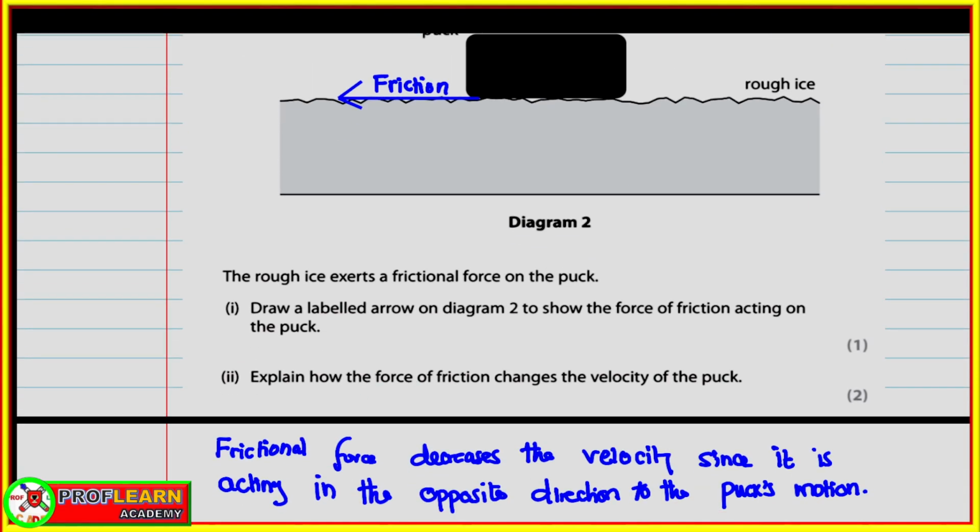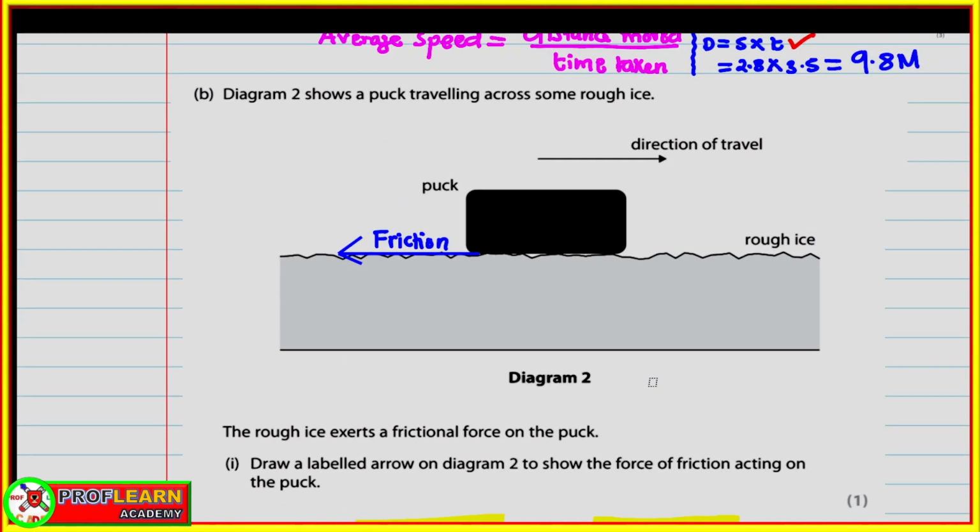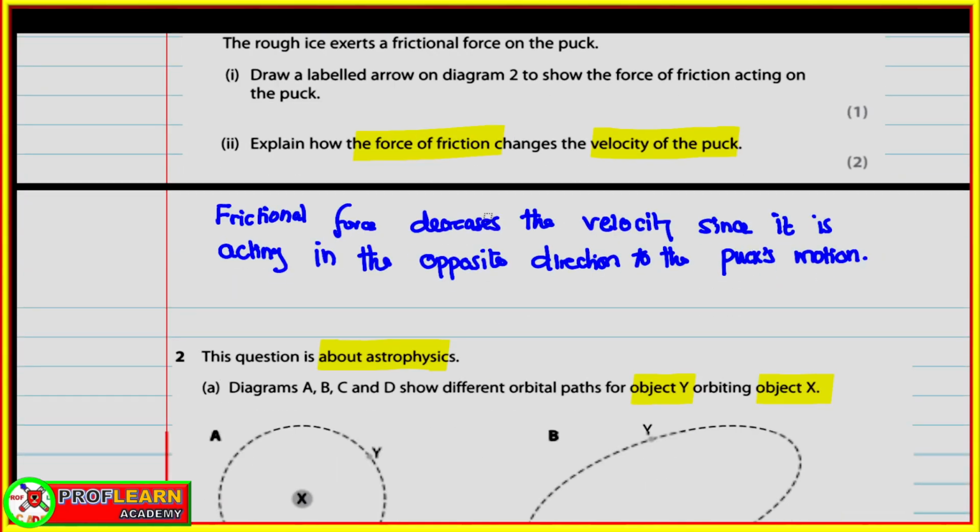Moving down, we are asked to explain how the force of friction changes the velocity of the puck. Remember, friction force is acting to the left, which means that it's going to slow down this particular puck that is here. So we are to identify that frictional force decreases the velocity since it's acting in the opposite direction to the puck's motion.